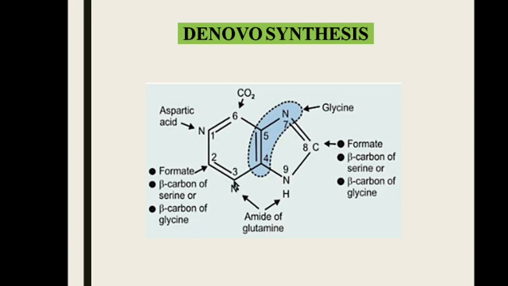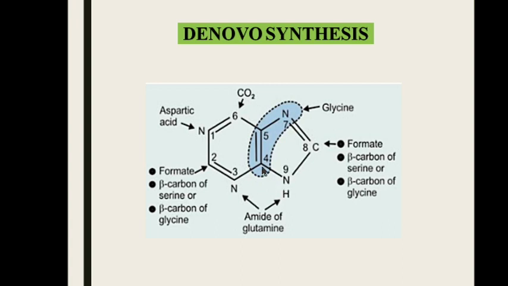Coming to nitrogen 3 and nitrogen 9, they both are contributed by the amido group of glutamine. Again, it's a basic amino acid which is rich in its amino groups, and it is going to contribute 2 nitrogen atoms to the purine. Sometimes this question can be asked: the major amino acid which is going to contribute to the nitrogenous atoms of your purine ring, the first answer should be glutamine.